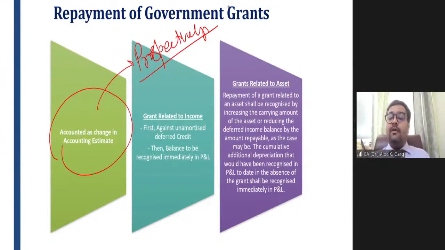So guys, now we have so far understood grants in two manners. One is revenue nature of grant, second is capital nature of grant. When I say capital nature of grant, there is no such word as capital nature of grant. It is asset related grant. Okay. So if there is an income related grant, let me make you understand with the help of an example in the Excel sheet.